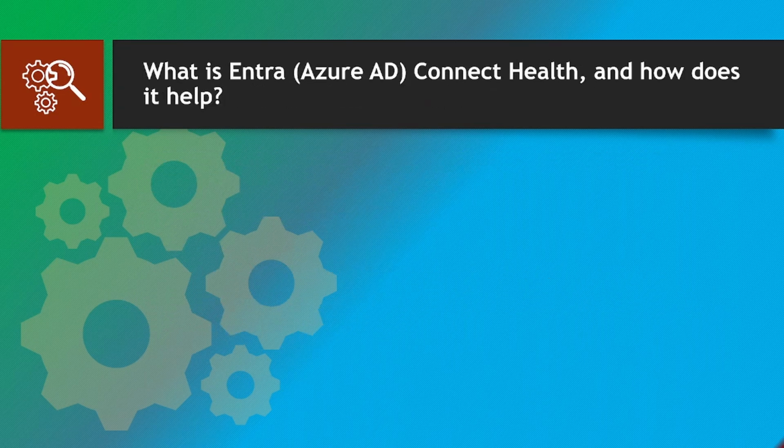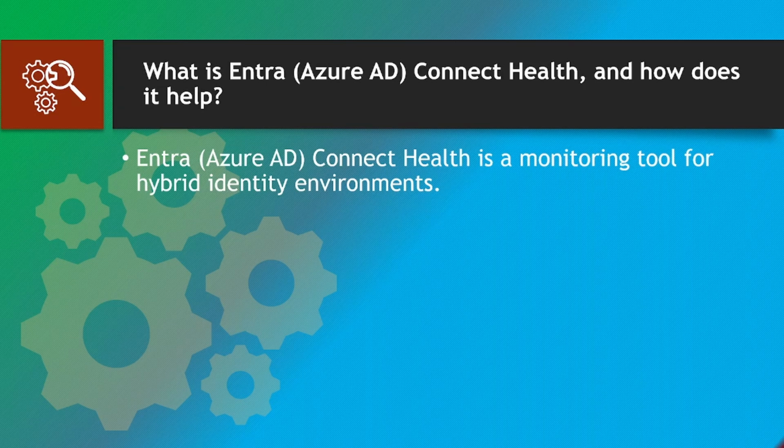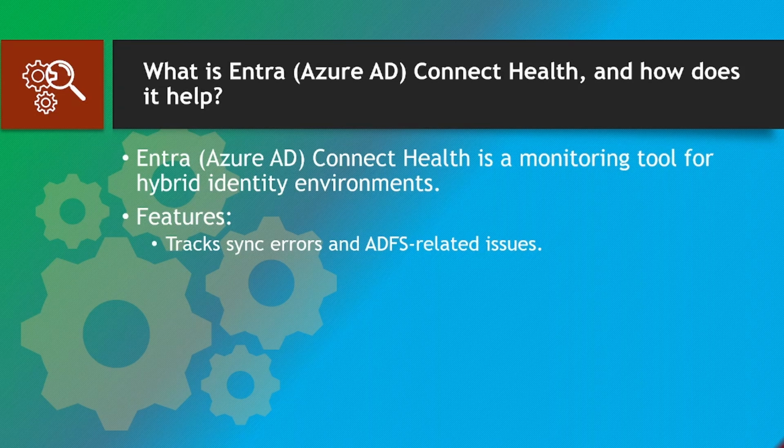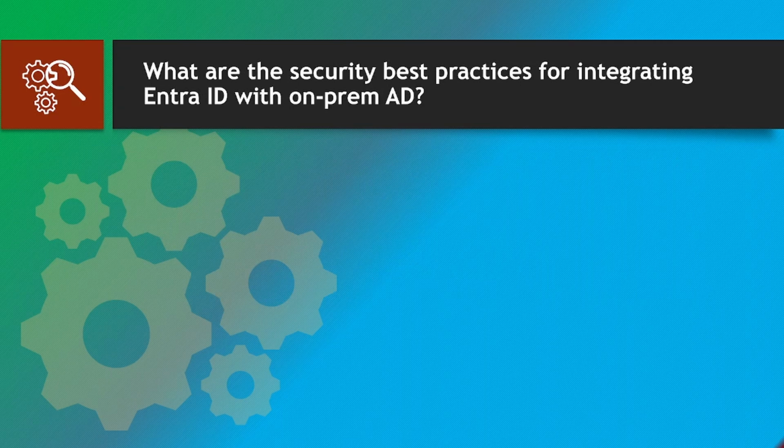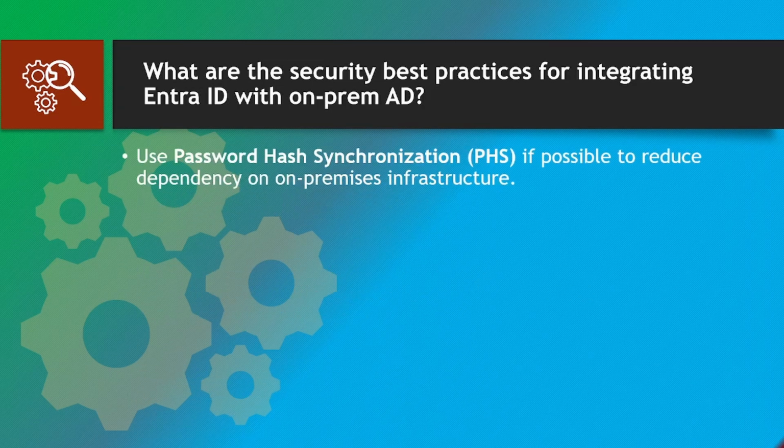What is Entra Connect Health and how does it help? Entra Connect Health is a monitoring tool for hybrid identity environments. Features: it tracks sync errors and ADFS related issues, provides insight into performance and usage, and sends alerts for potential issues, for example certificate expiration in ADFS. The next one, what are security best practices for integrating Entra ID with on-prem AD?